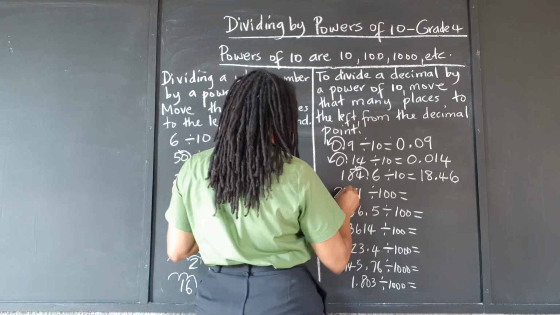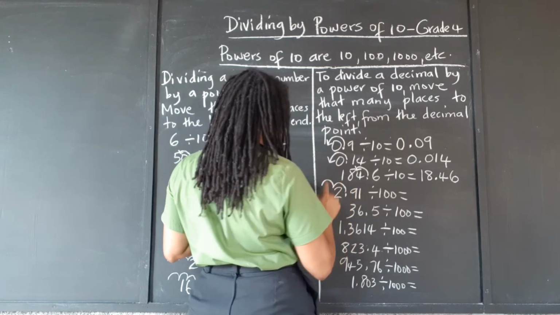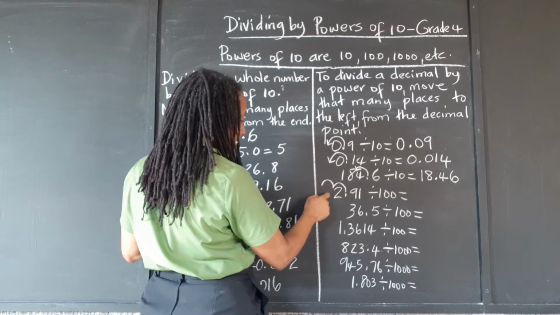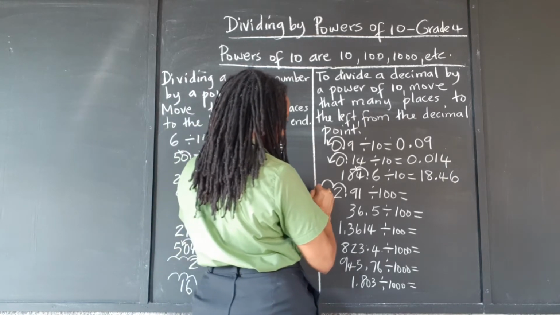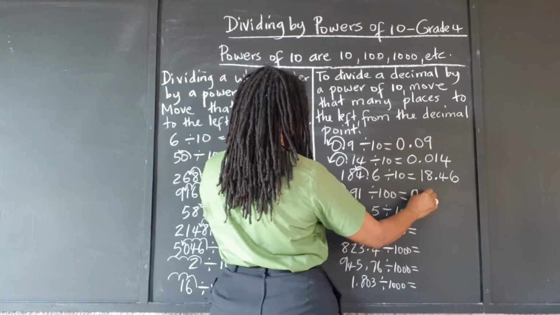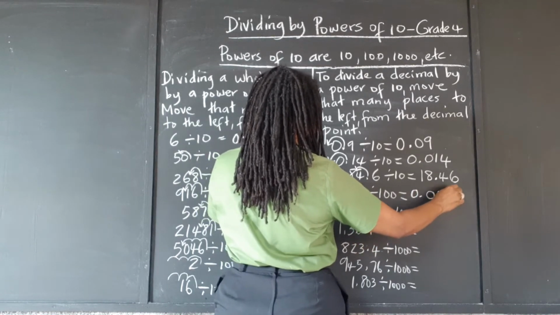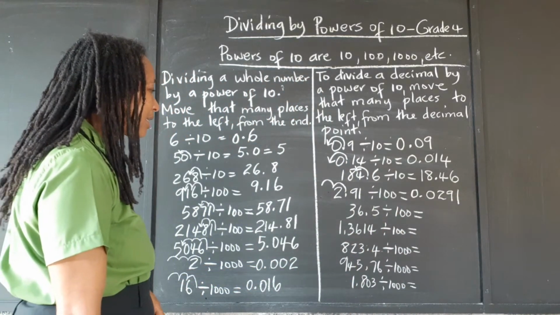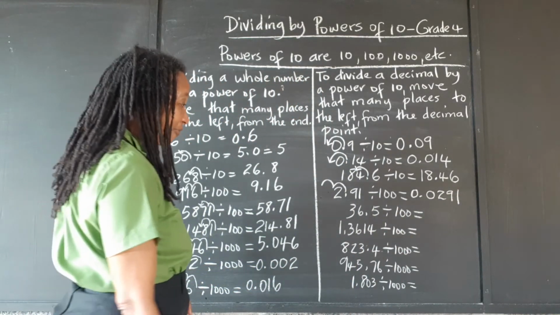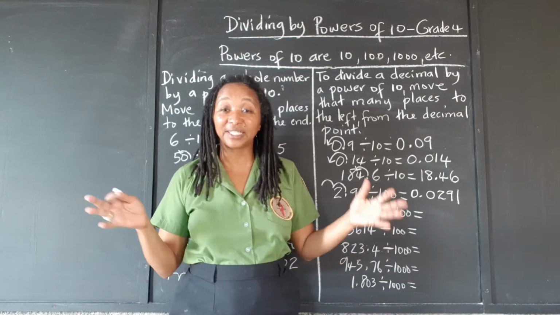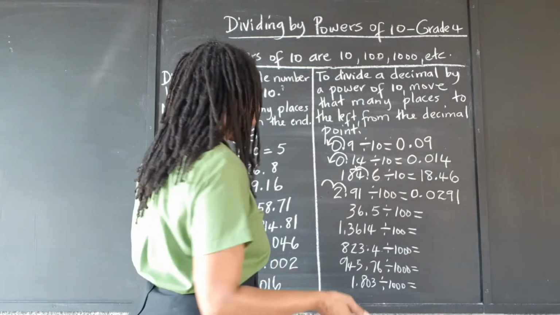2.91 divided by 100, so 2 places, we'll take it here. So we need our friend, the 0, to come and hold this space. Okay, so we're going to have 0.0291. We're always calling our friends the zeros. They are very helpful to us. One of these days we must have a party for the zeros to celebrate them.